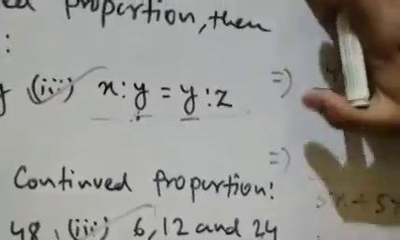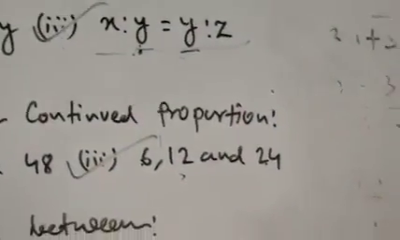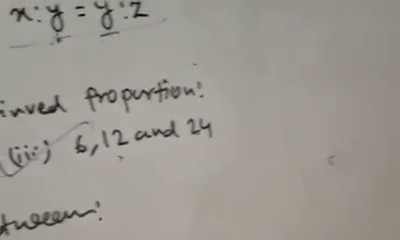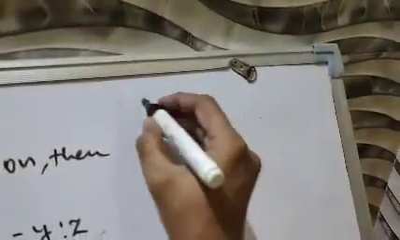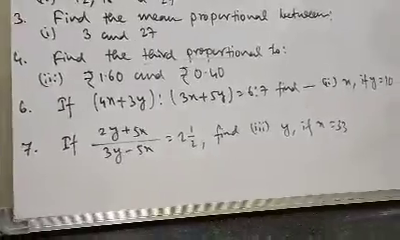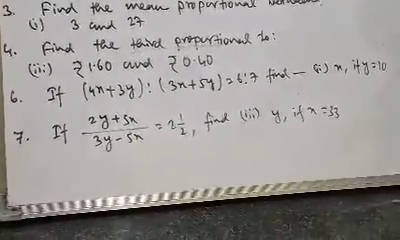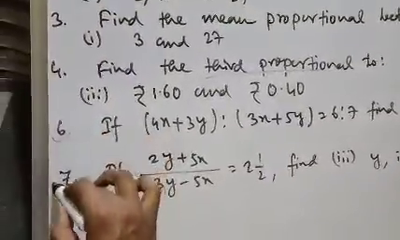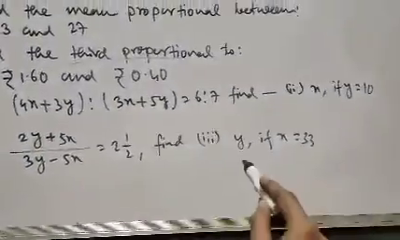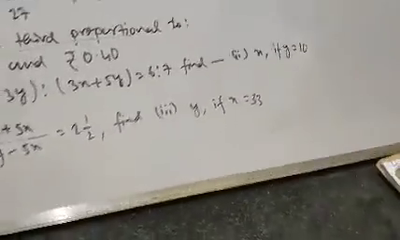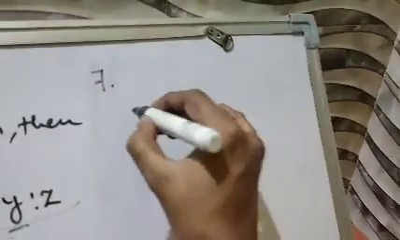Next, last question of this exercise, question number 7. Question number 7 says if 2y plus 5x by 3y minus 5x equals 2 and 1 by 2, find y if x equals 33. The same question. Question 6 and question 7 both are the same. Here we'll have to find the value of y. Only the value of x is given. So let's write the question.